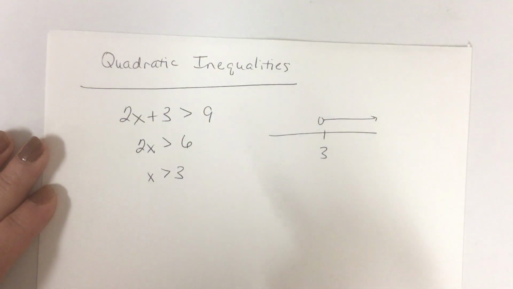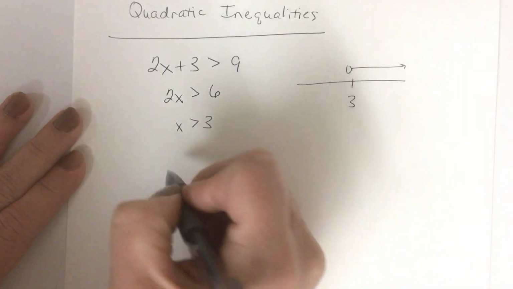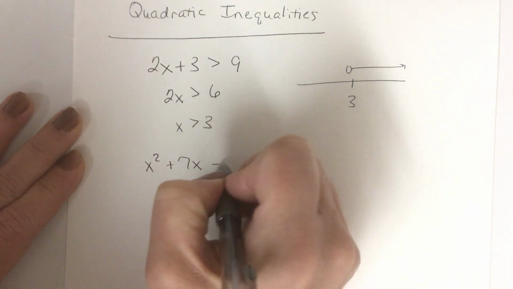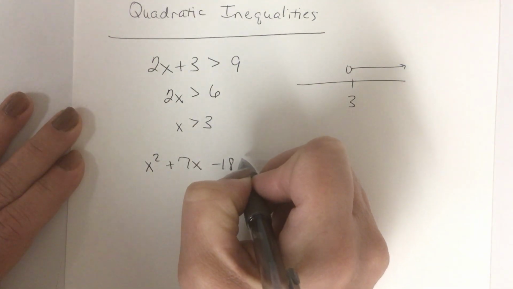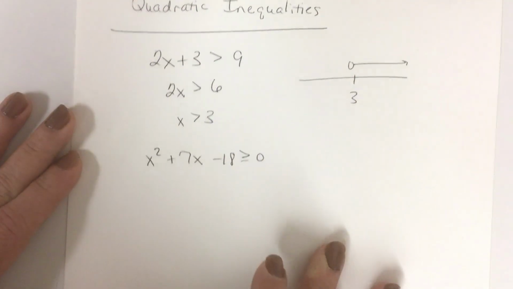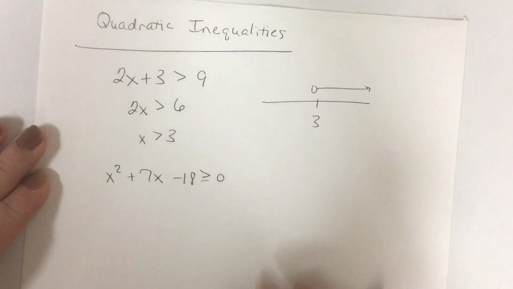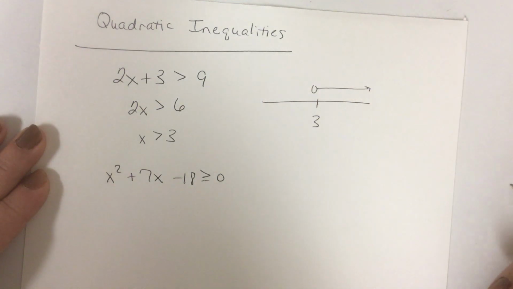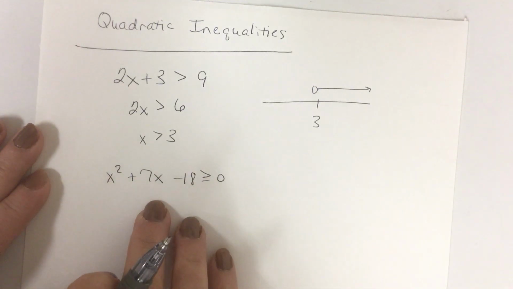Well, if you have a quadratic like x squared plus 7x minus 18, and you want to know where it is greater than or equal to 0, you can't solve it like a line and find your number line and just say everything bigger than 5 or everything less than 2 works, because this is curved.